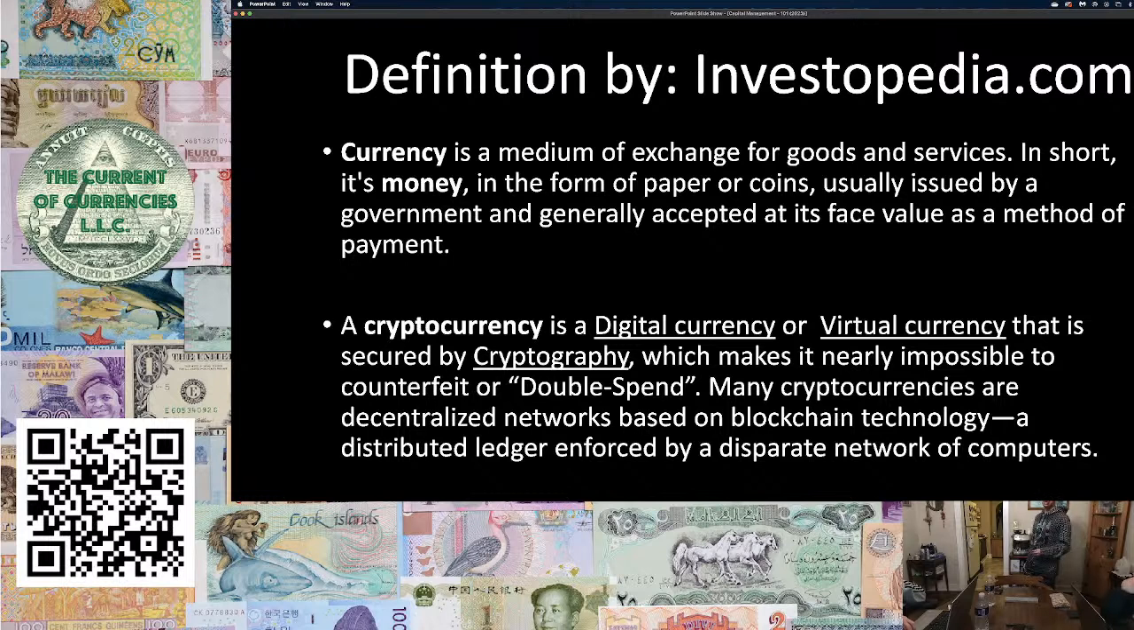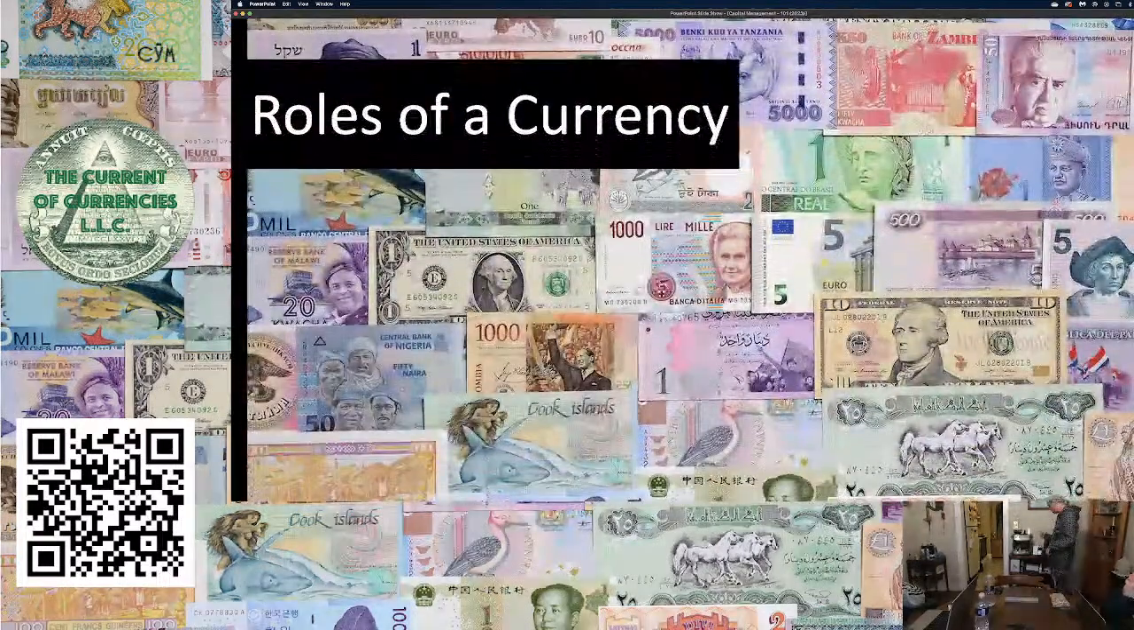Then we also have digital currency, which we've seen pop up in the last 13 years. A cryptocurrency is a digital currency or virtual currency that is secured by cryptography, which means it's nearly impossible to counterfeit or double spend. That's something I'll talk about later. Many cryptocurrencies are a decentralized network based on blockchain technology, a distributed ledger enforced by a disparate network of computers. And by disparate, they just mean widely spread apart. Decentralized.